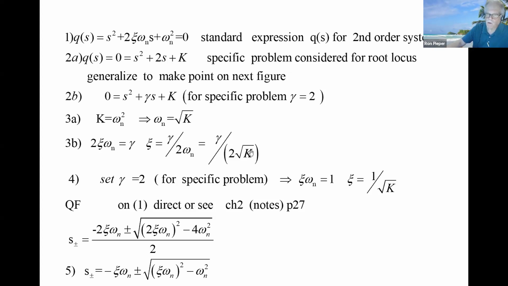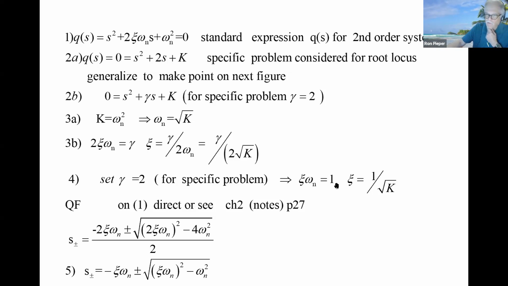Even though it was just a slight detour, now we can go ahead and set gamma to 2. If we set gamma equal to 2, we see that the product of the damping ratio and natural frequency is equal to 1, right? Okay, so if you set that equal to 2, then that 2 cancels, and that's got to be equal to 1.